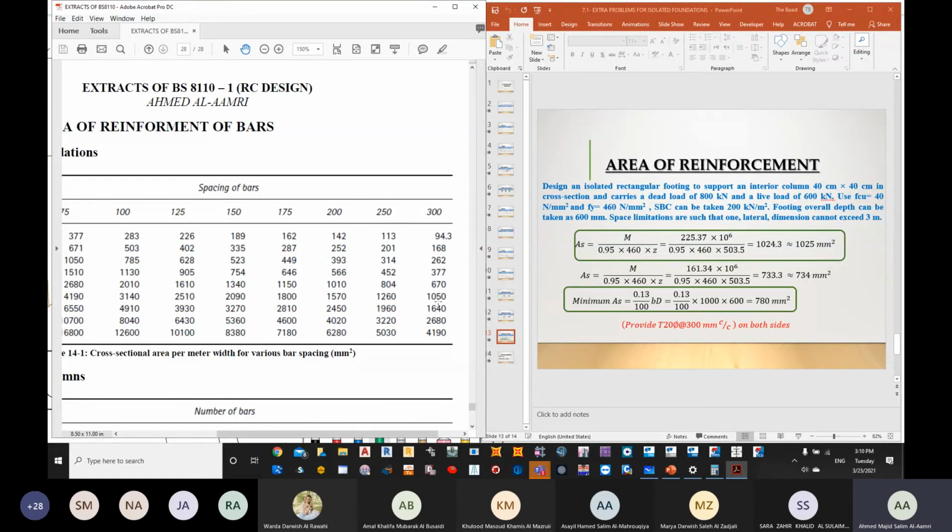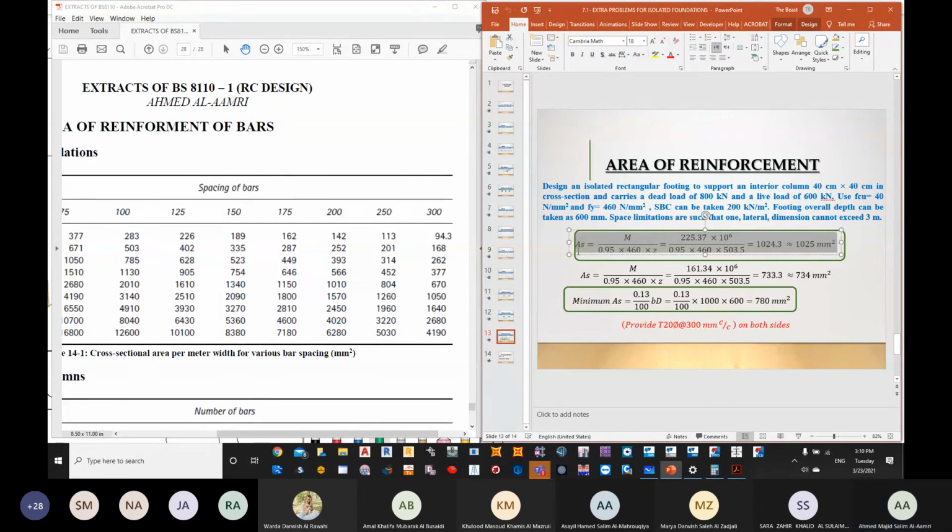Like for example, if the first AS, for example this one, was 1100, you will see that 1050 is not going to be sufficient. So you will go for the next one, which is 1260 for the first reinforcement. For the second reinforcement, you will be taking 1050. Now, in this particular problem, we have 1025 and we have 780, in which 1050 is more than sufficient.